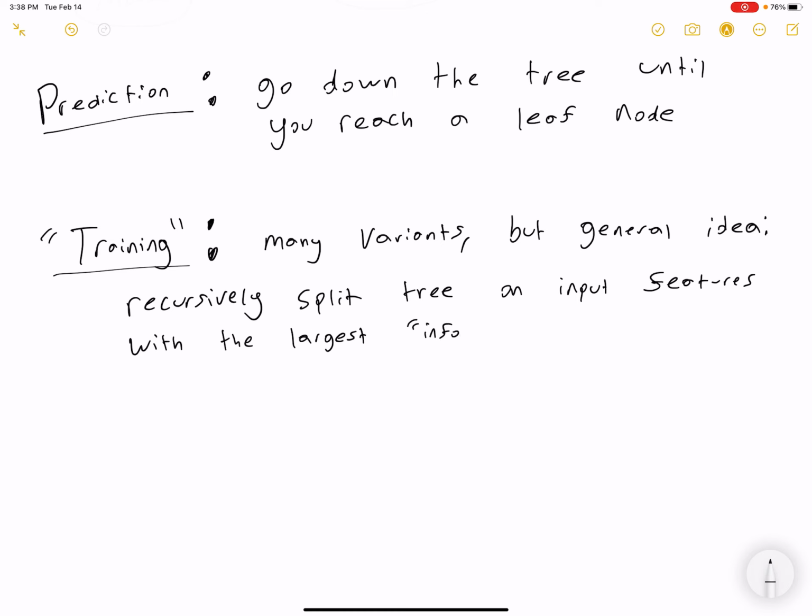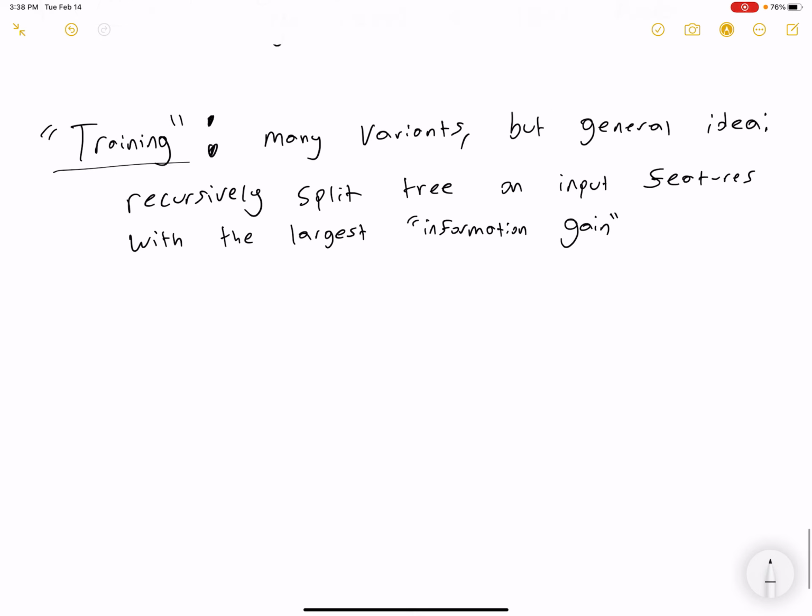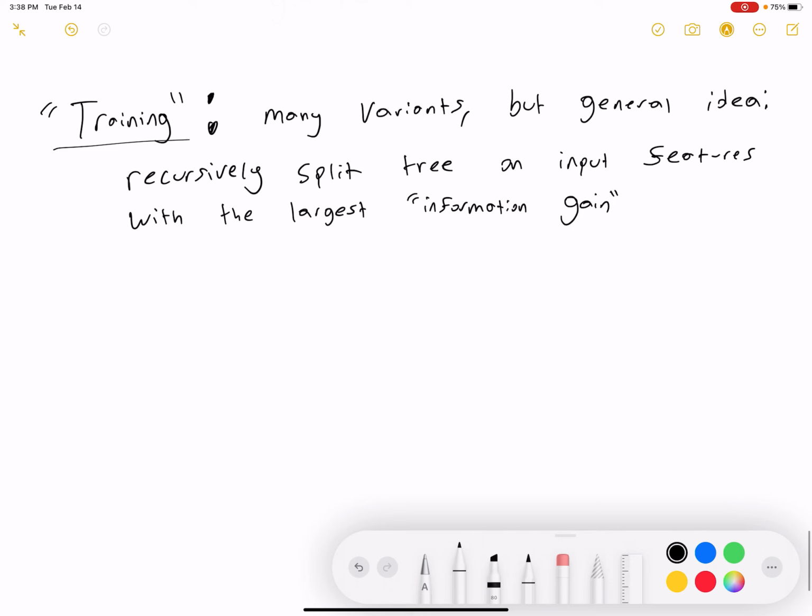quote, information gain, which is kind of abstract right now. And in this definition, I'm using it abstractly. Information gain also happens to be a quantitative technical metric, which we'll also learn about. But here I'm using it loosely as the general concept of information gain, which is still kind of abstract. So let's draw it out.